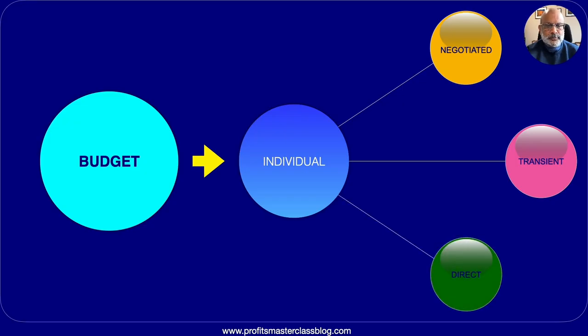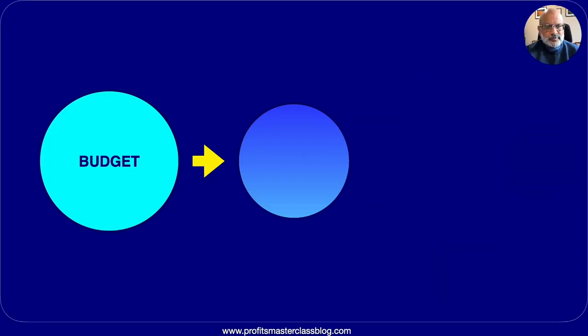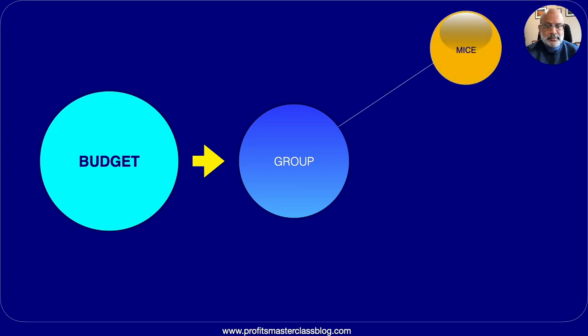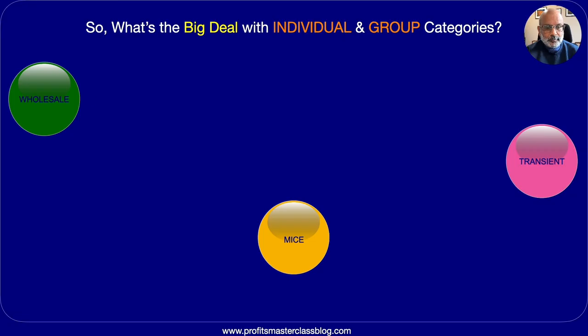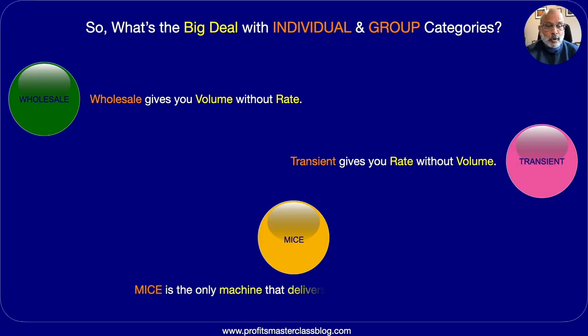It consists of the negotiated, transient, and direct segments of the market, as you can see. The second major category is the group category. This is the category that has a mix of the highest rates and yields in a hotel on the one hand, that's MICE: meetings, incentives, conventions, and exhibitions, and volume on the other hand, provided by the wholesale market segment. So why should you categorize into individual and group? Well, a hotel business being seasonal has to extract a healthy mix of rate and volume.